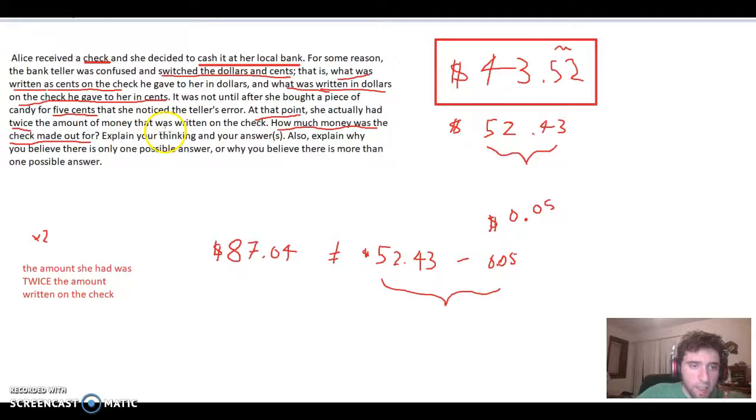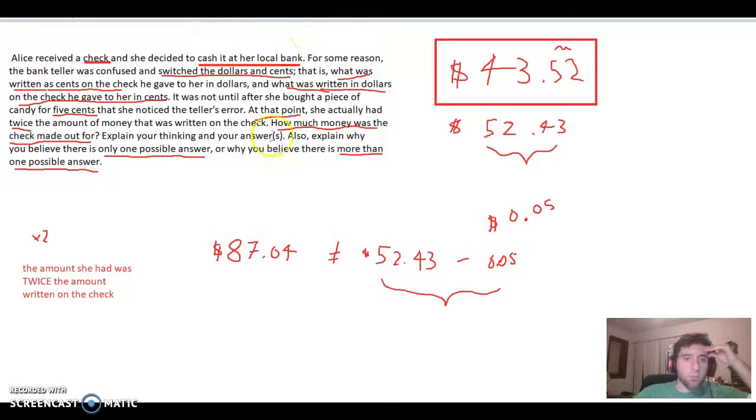But there's more. It says explain your thinking and your answer. Also, explain why you believe there is only one possible answer, or why you believe there is more than one possible answer. Okay, so now they're saying that there could have been multiple possible dollar and cents amounts on the check that could work. We're not actually sure, and they want us to tell. So let's just quickly try to set up this problem, as I think it's an integral part of actually reading it.